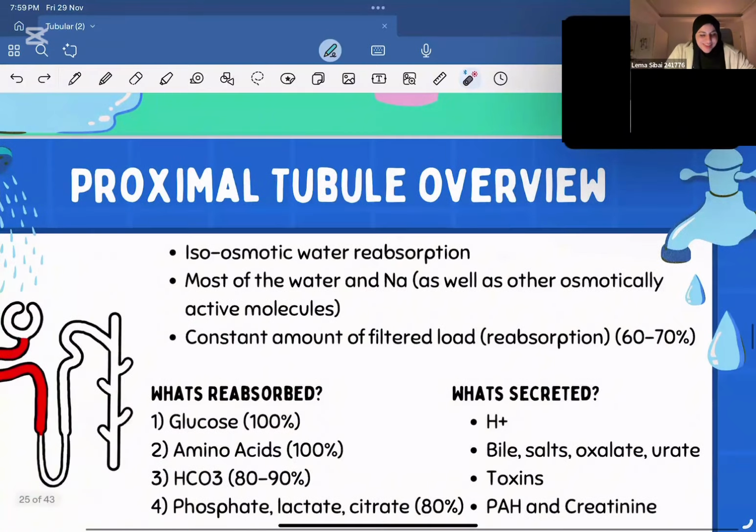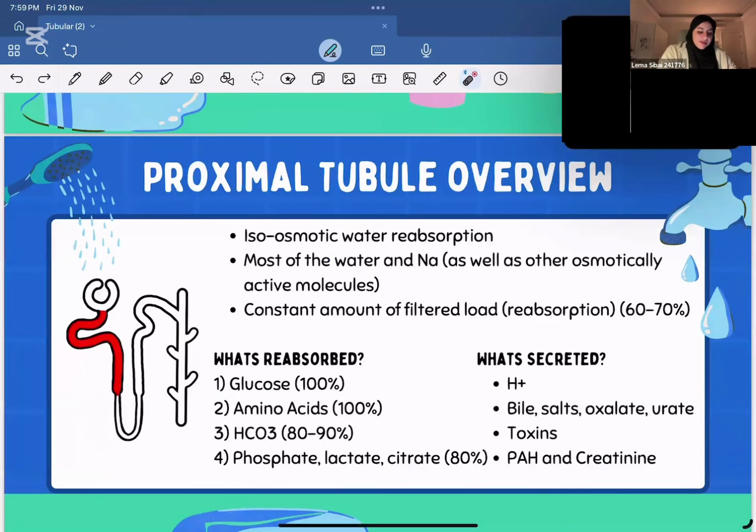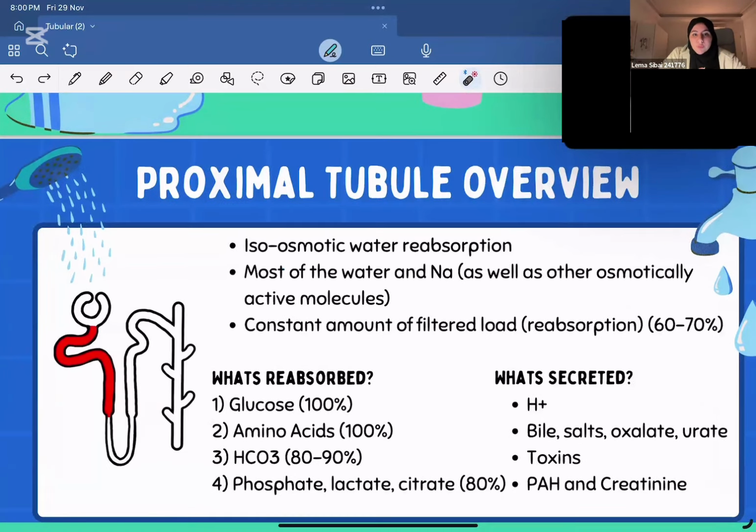Now, we're going to be talking about the actual nephron, and this is more of a memorization-based kind of understanding, but I'm going to try my best to help everyone memorize it because it's kind of hard. Actually, it's not hard. You know what? It's super easy. You guys are going to do great. All right, first of all, we're going to start off with the proximal tubule.